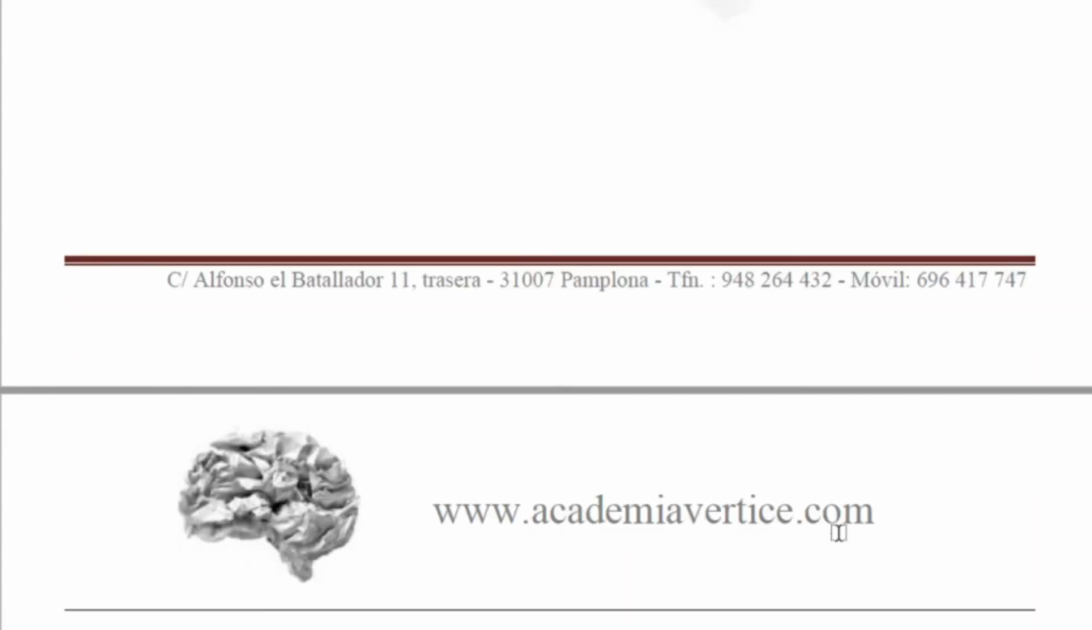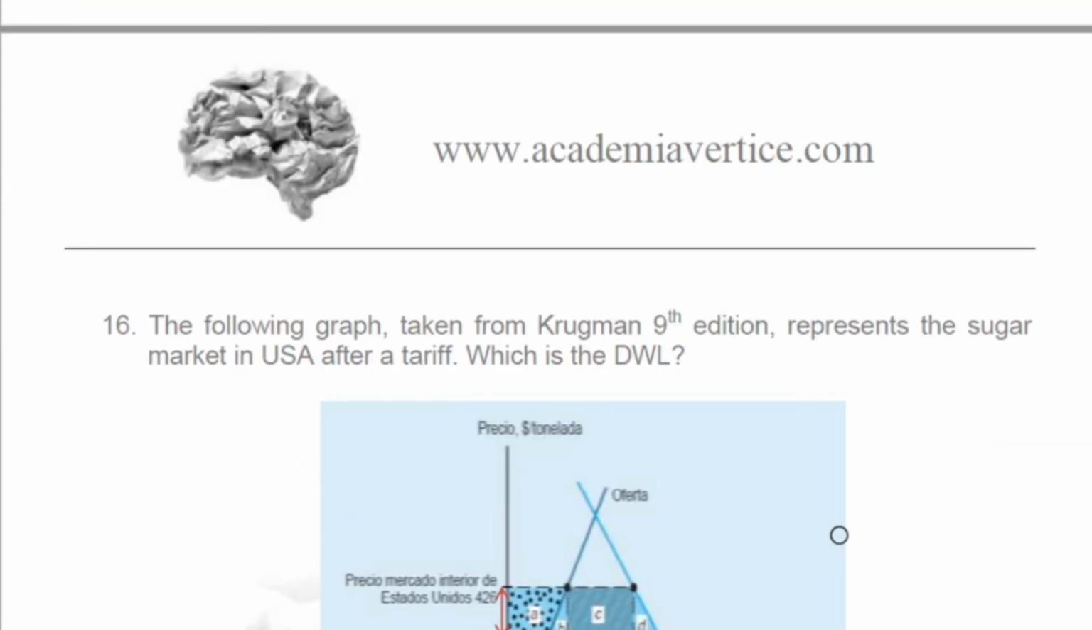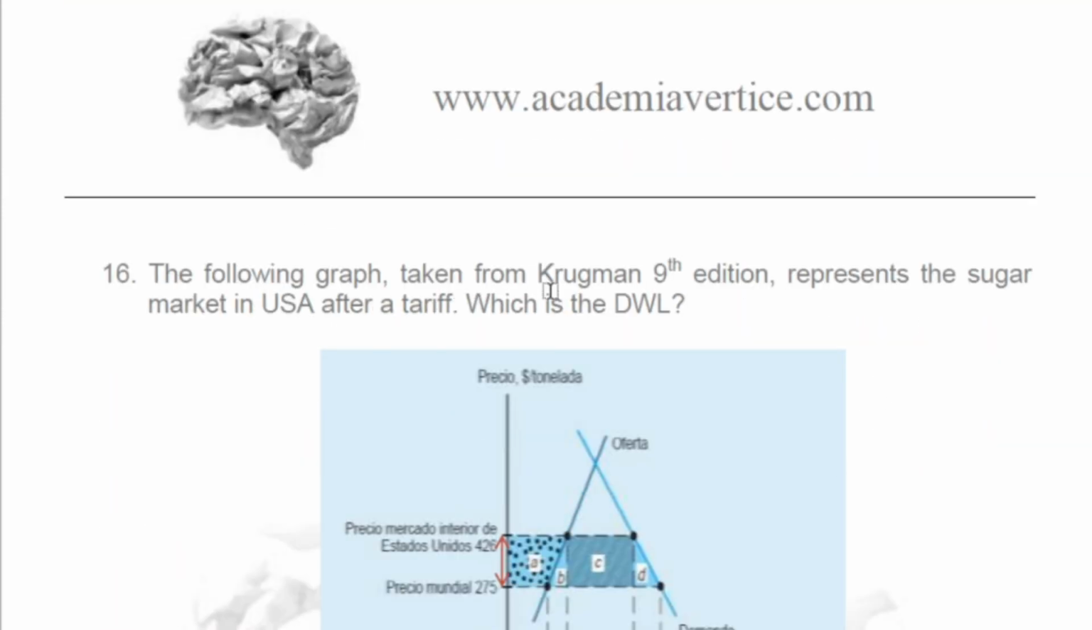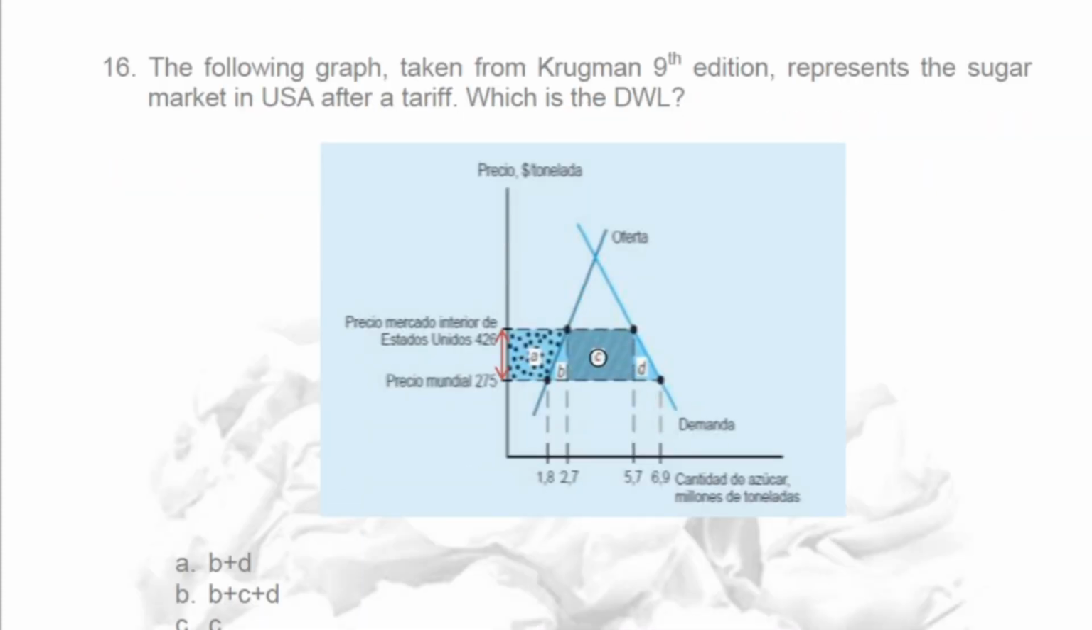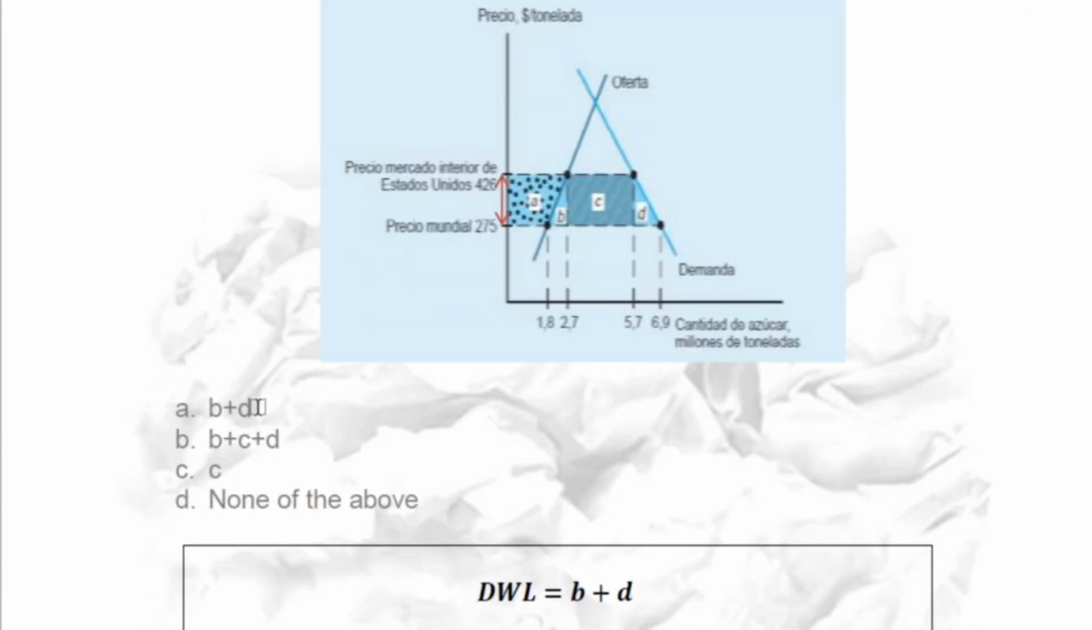If we multiply it, it is 453. Okay, the following graph taken from Krugman represents again the tariff in the sugar market in USA. Which is the deadweight loss? The deadweight loss now, as we should know, is just B plus D. With an import quota it is all this area B plus C plus D, but now with the tariff, the area C is not lost because it's earned by the government. So the deadweight loss is clearly B plus D. I think we all know this.